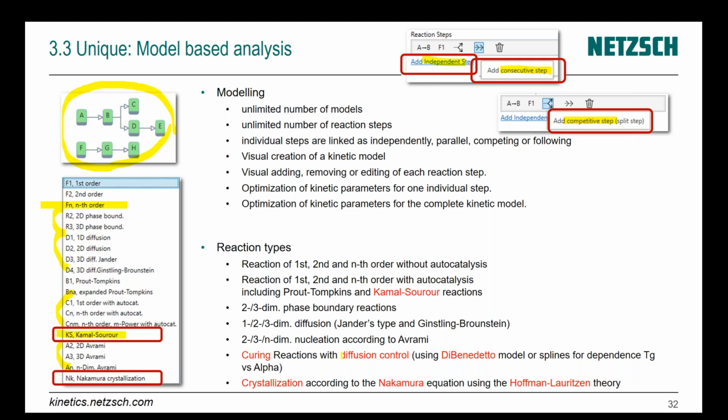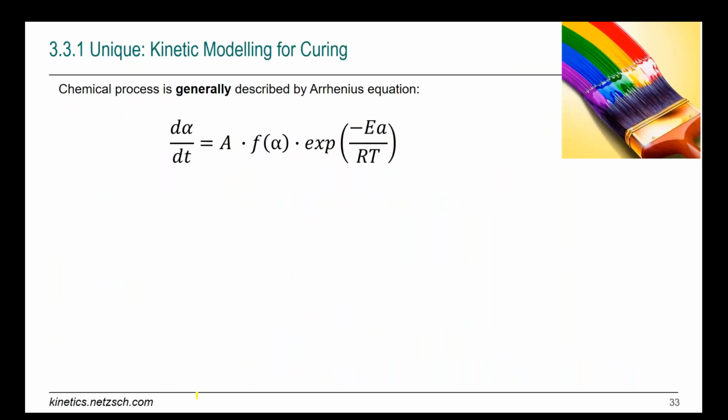Additionally, for curing we have a reaction with diffusion control, where we take into account the dependence on the glass transition position. Here we use the Di Benedetto model or splines for the dependence of glass transition temperature versus conversion. The last unique model is the Nakamura equation for the crystallization process. It is very important for thermoplastics.